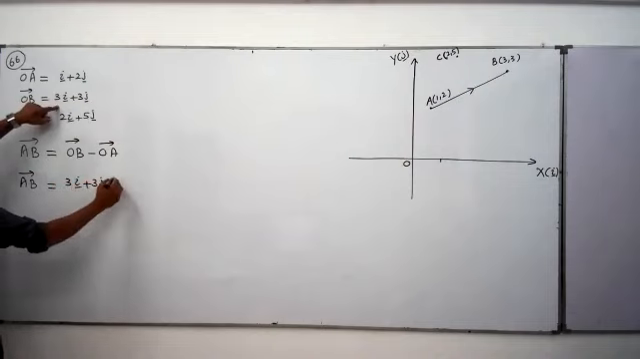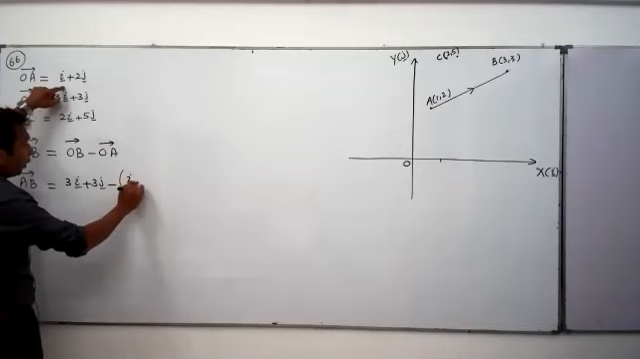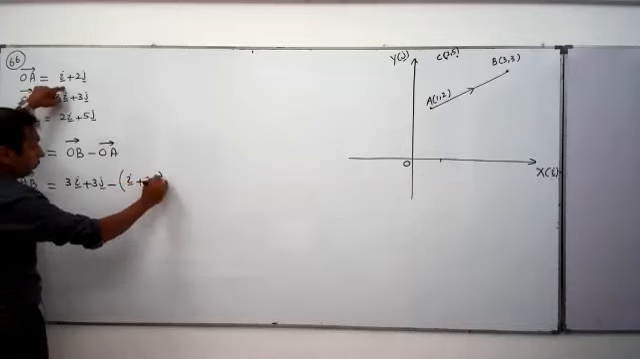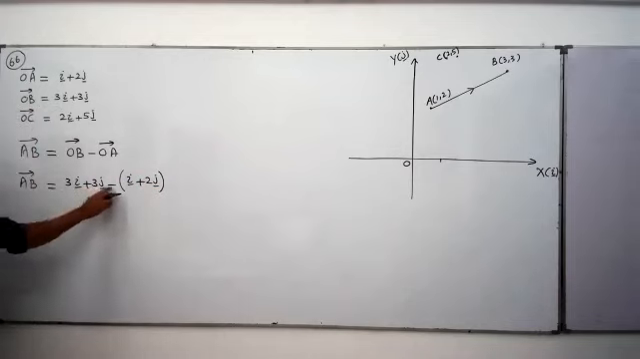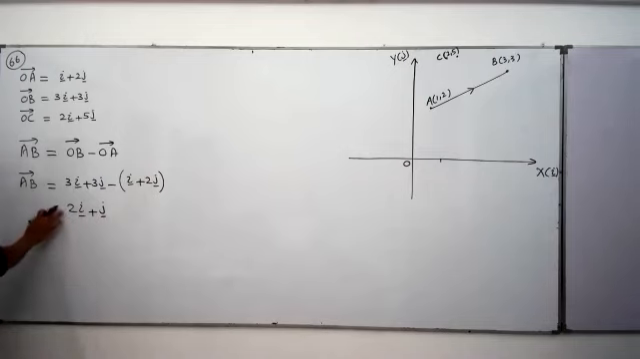3i plus 3j minus OA vector, i plus 2j. 3i minus i is 2i. 3j minus 2j is j, no? It's j. This is our AB vector.